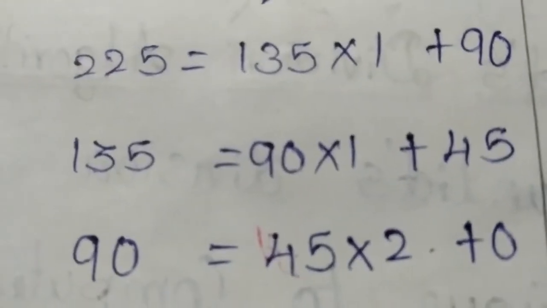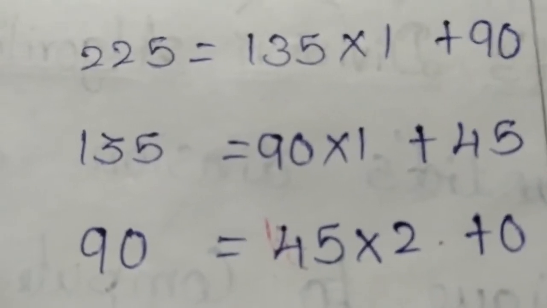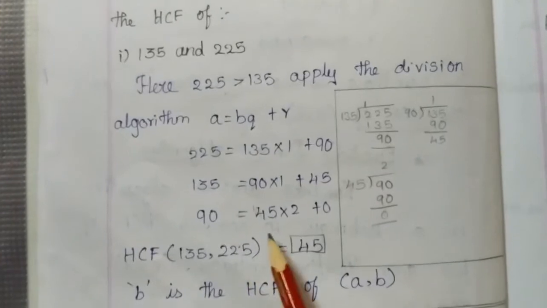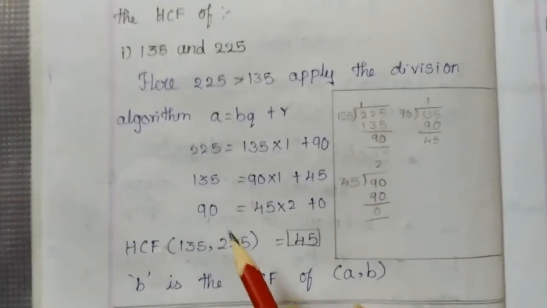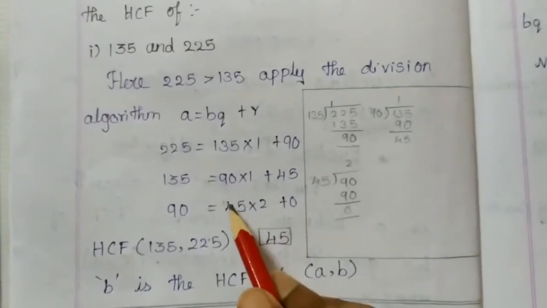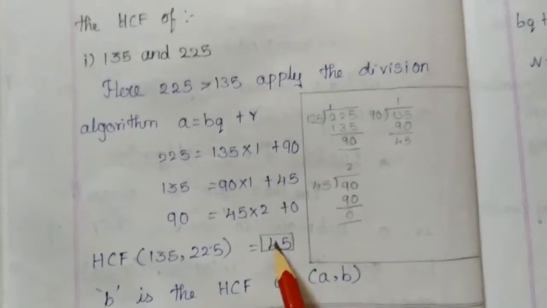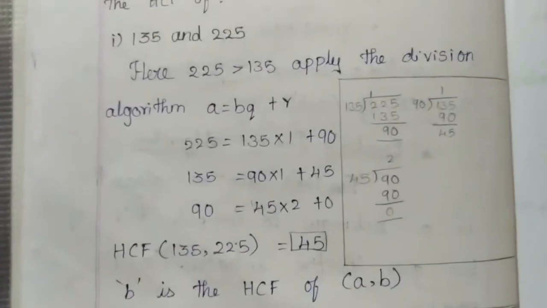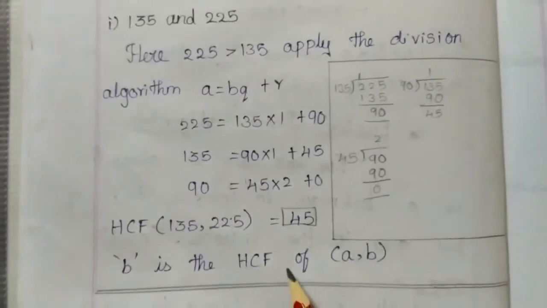Now, we need to stop the Euclid's division algorithm. Here, B is the HCF of A, B. This is A and this is B. What is the HCF? In the last step, what is B? Here, this is B. So, B is the HCF of A, B. You have read this in Euclid's division algorithm.